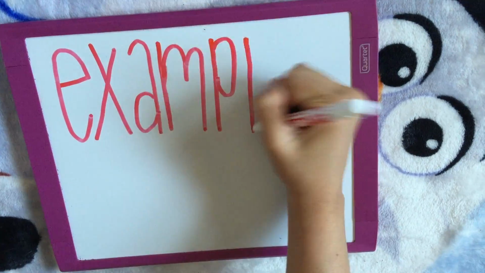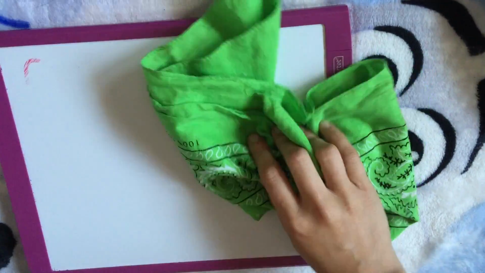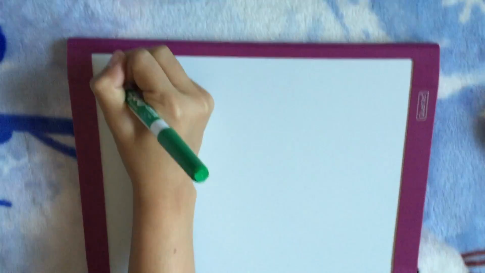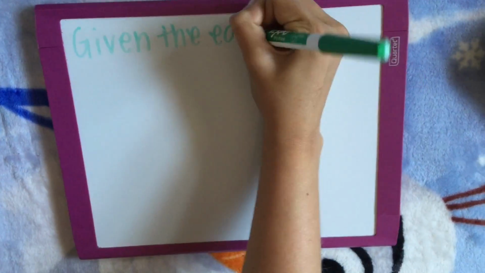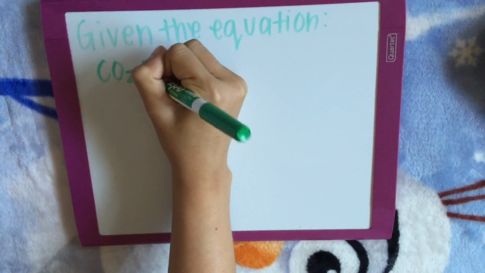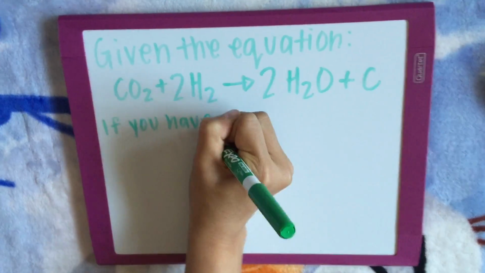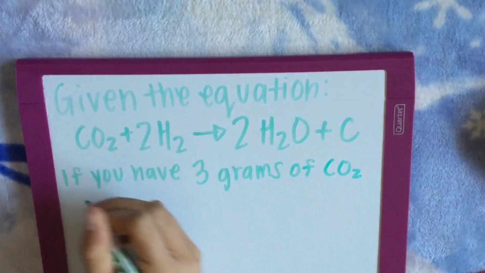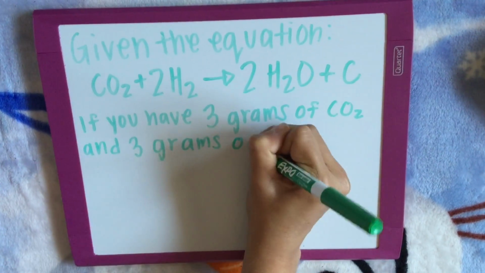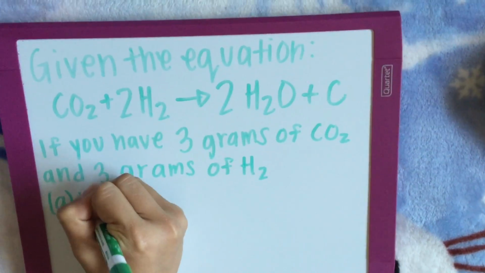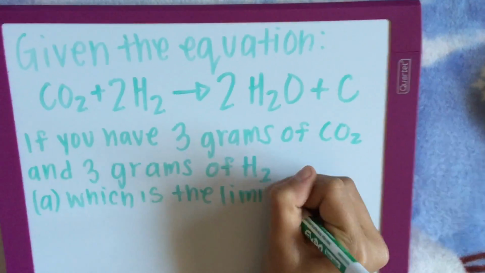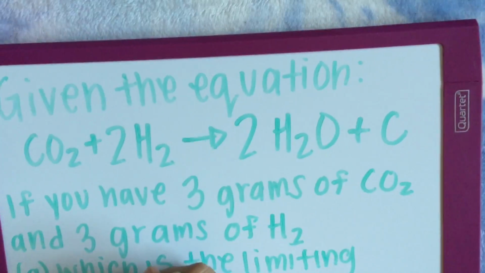Example number 3. Given the equation CO2 plus 2H2 yields 2H2O plus C, if you have 3 grams of CO2 and 3 grams of H2, A, which is the limiting reagent in the formation of H2O, B, how much of the H2O will be produced with the 3 grams of each substance?